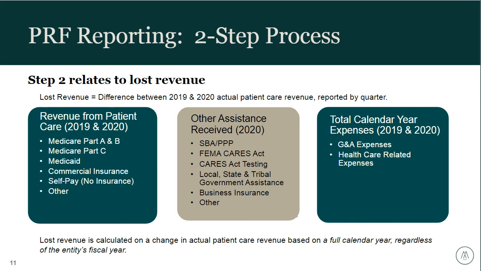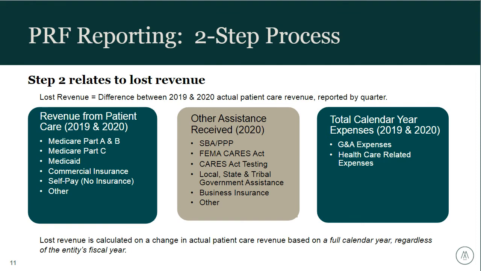You see in that first green box there: Medicare, Medicaid, commercial, self-pay, other, and also reporting other assistance received from other programs related to CARES funding, other grants, insurance awards you might have gotten, donations, fundraising, insofar as they relate to patient care. And then total calendar year expenses.